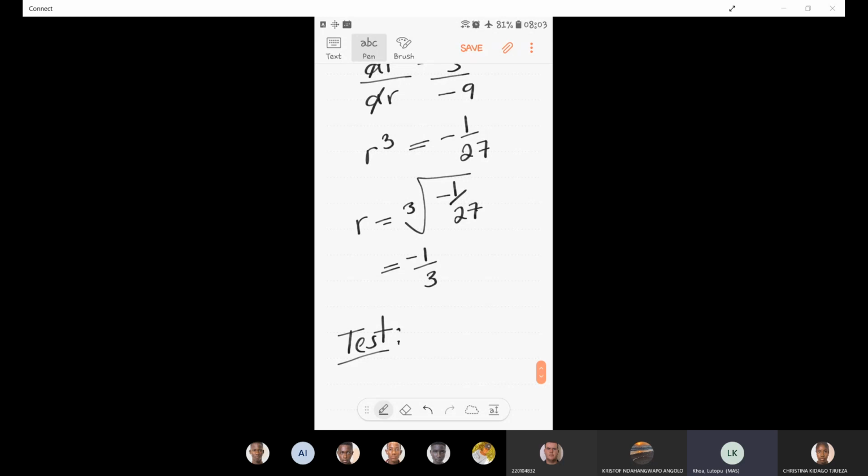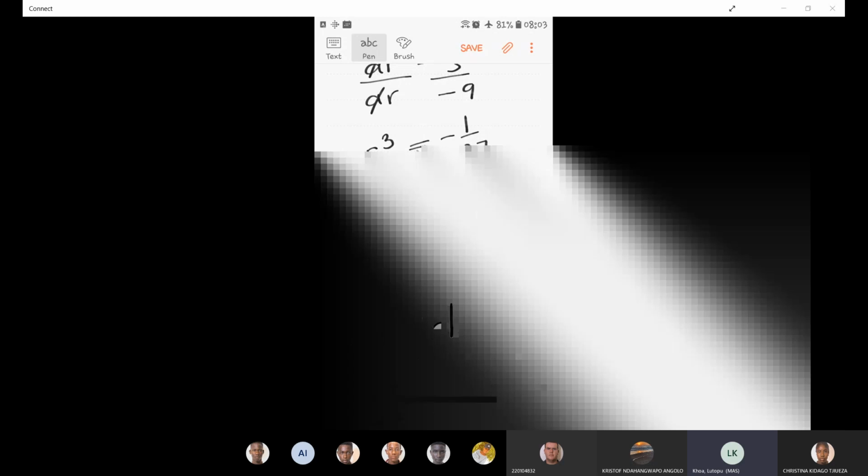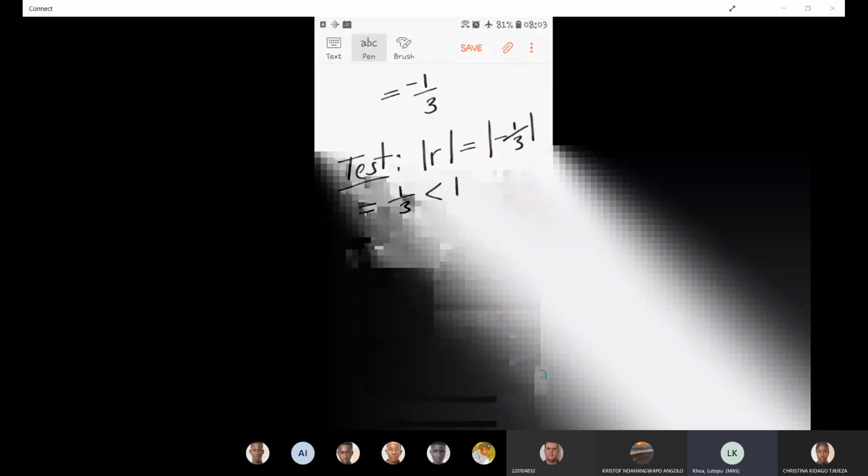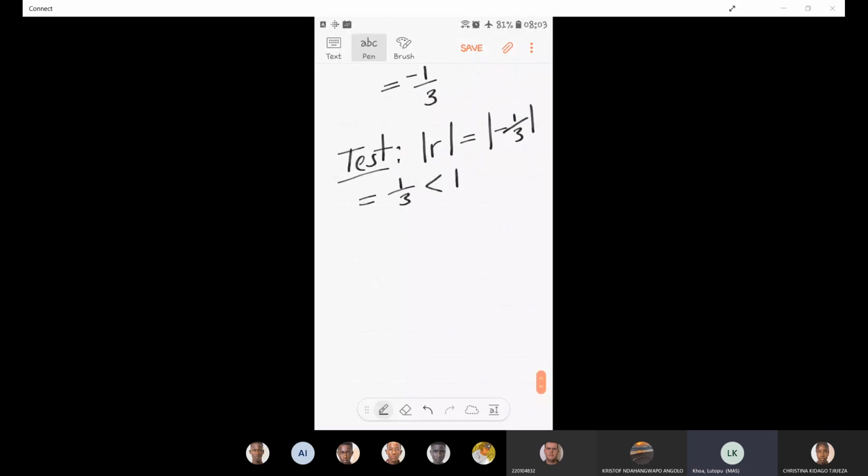Okay, so it's always good to test, does the sum to infinity exist? So the test is that the absolute value of R, which is the absolute value of -1/3, which is equal to 1/3, is less than 1. So this sequence passes the test, so the sum to infinity exists. So we'll work out the sum to infinity, this is equal to A. What is my A? I didn't work it out. I'm skipping steps. Sorry, we still need to work out A. Now I know what R is.